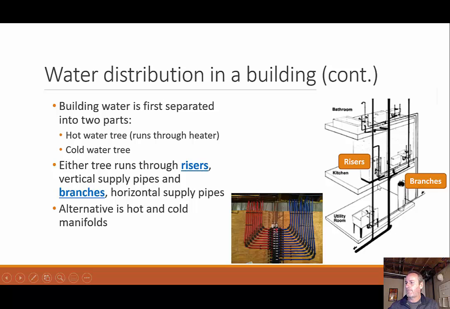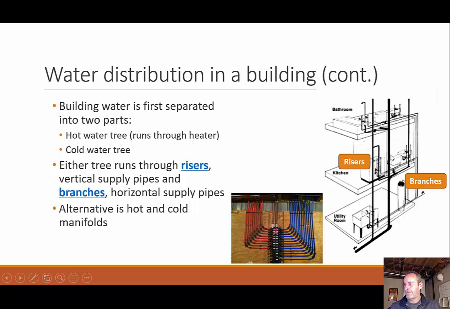Risers are the vertical part that's coming up through our structure, versus branches, which are our horizontal runs. As an alternative, what we can use with all these different branches is an idea of a manifold. Now, here's a diagram of a manifold with PEX piping, and we can see blue represents the cold branches and the red represents hot branches, at least that's what I would assume.